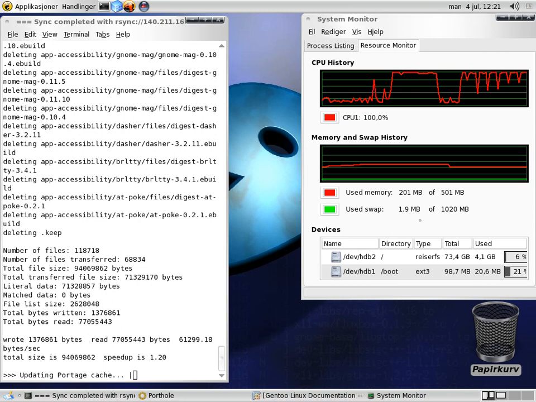Topic. Overview. Topic. Accessing Portage.